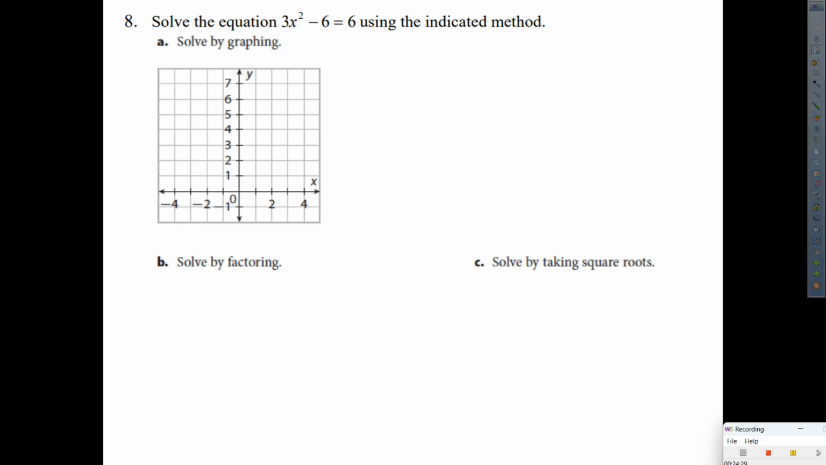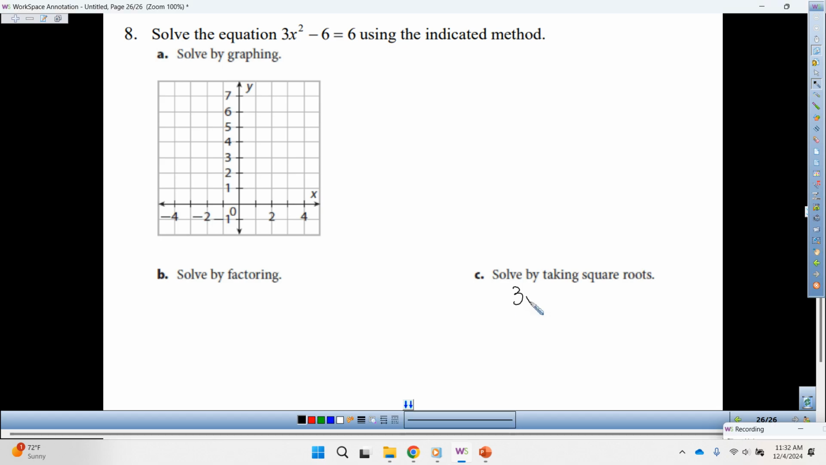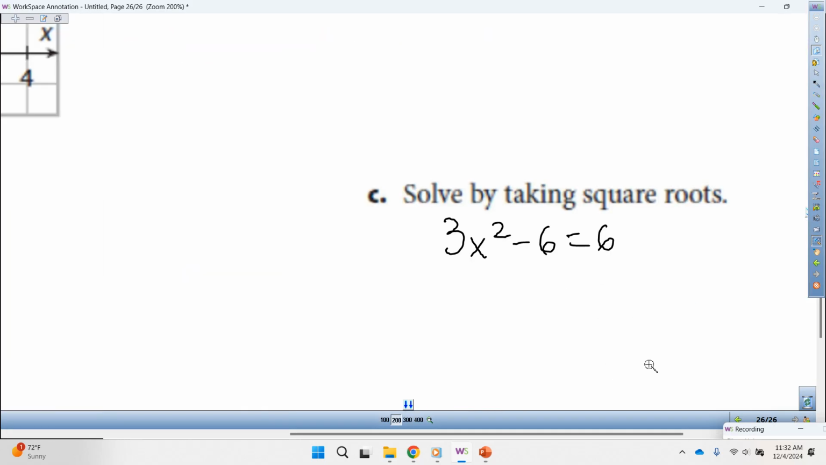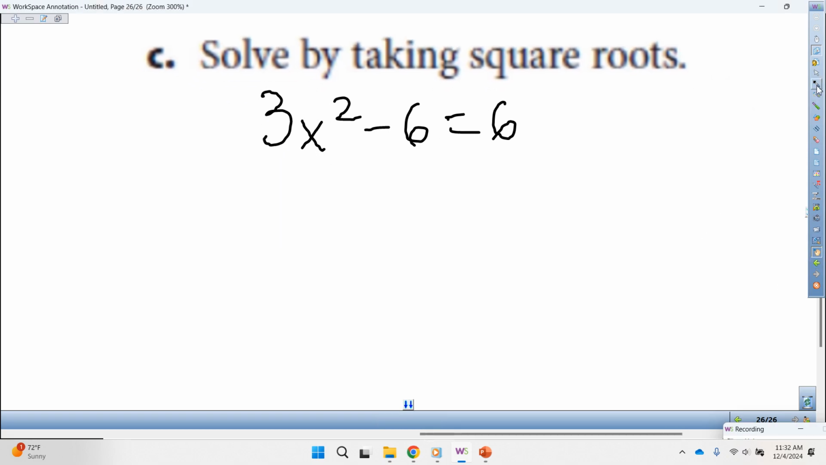All right, number 8, read. Solve the equation 3x squared minus 6 equals 6 using the indicated method, which is 3 different methods. So we're going to start with the easiest one that I think, which will be C. So on part C, you're going to write the equation again. 3x squared minus 6 equals 6. And we're going to be using square roots, which by now you know how to use, right? All right. So we need to leave x by itself.